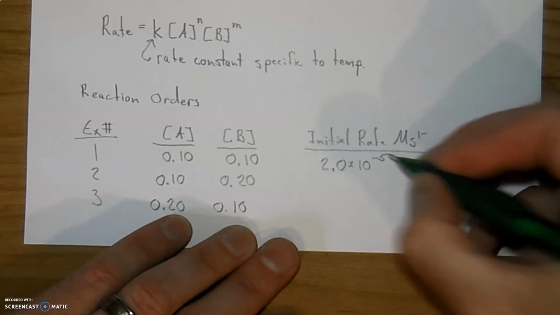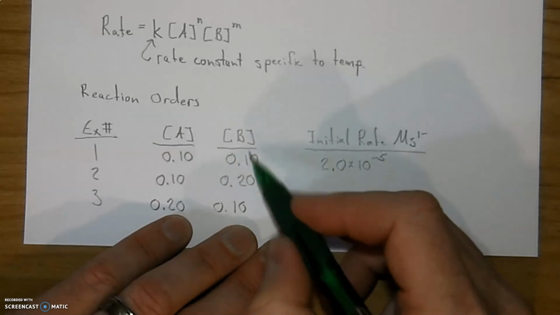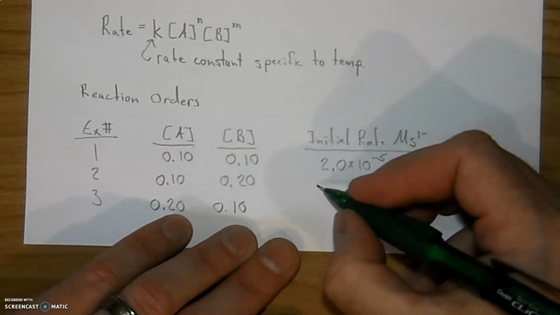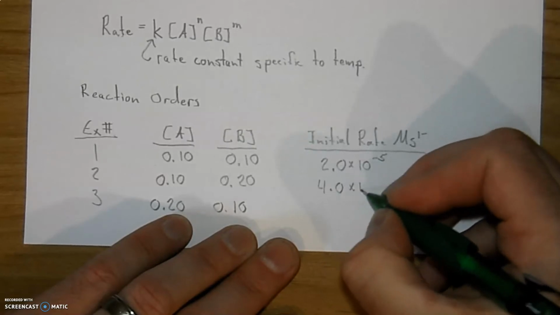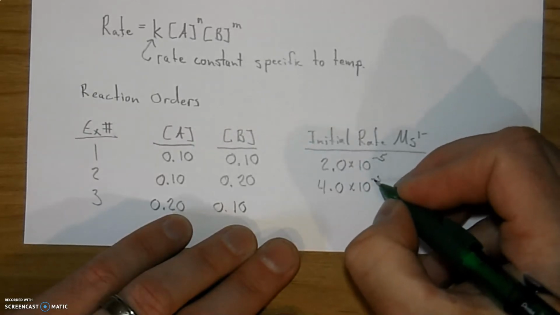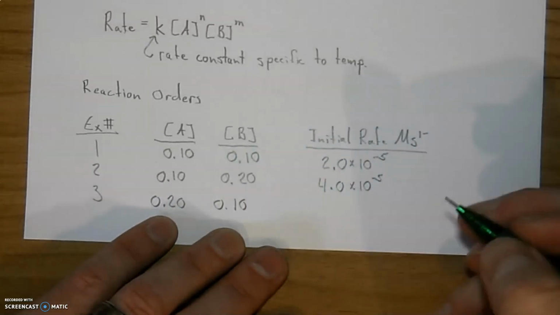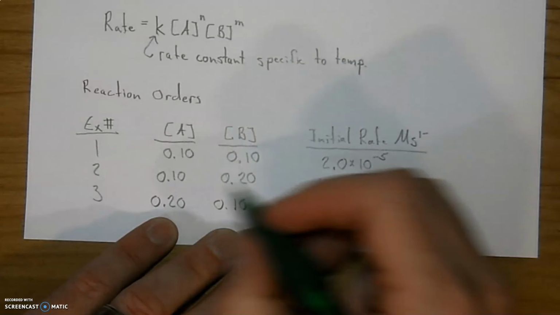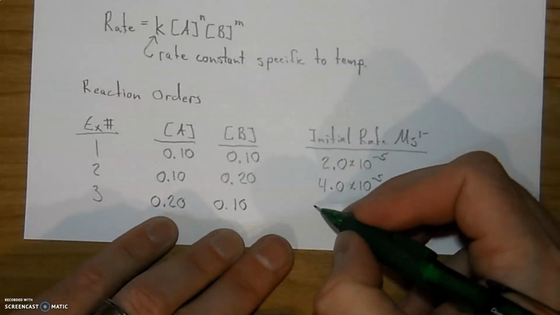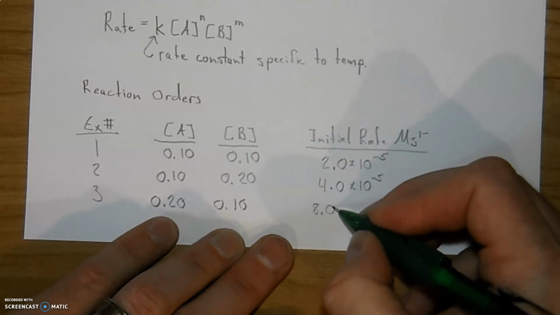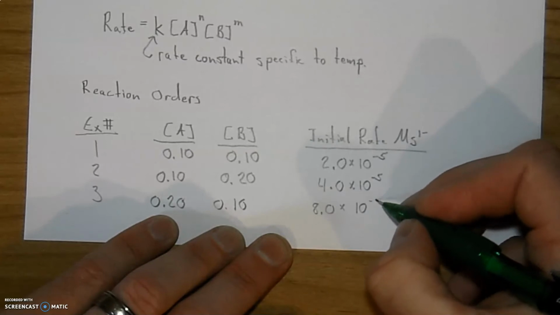I see that the rate of the reaction is this. Now, when I double the concentration of B, I see that the rate of the reaction changed and became this. And then for experiment 3, when I change the concentration of A, I see that the reaction went this quickly, 8.0 times 10 to the negative 5.